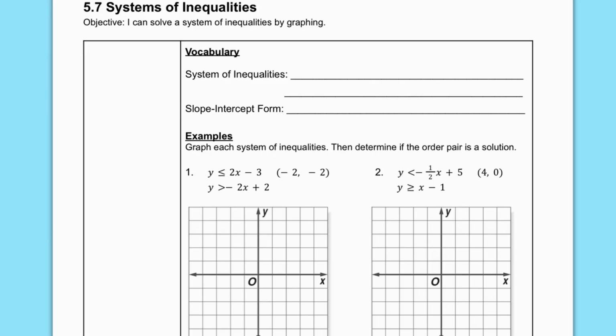Now that we've learned how to graph inequalities in two variables on a coordinate plane, now we're going to graph systems of inequalities. So remember, system means that we have two or more that are solved together. With equations, the answer was the point where they cross. But with inequalities, we have all that shading. So the answer is going to be where the shading overlaps.